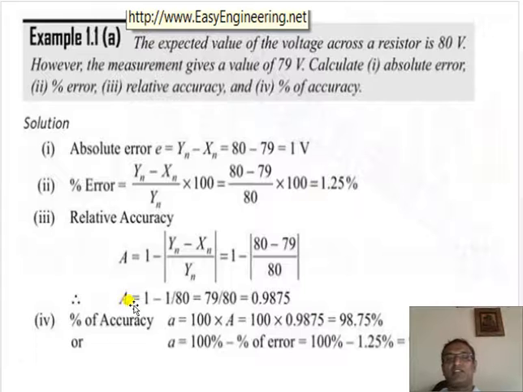So the equation is 1 minus 1 by 80, and its value is 79 by 80. The relative accuracy of this measurement is 0.9875. So the percentage of accuracy is 98.75, nearly equal to 98.75 percent out of 100. In this way, we calculate the absolute error, the percentage error, the relative accuracy, and the percentage of accuracy. Similarly, we will solve the next problem.